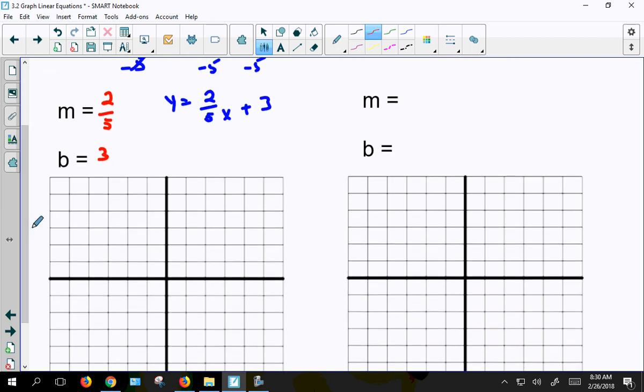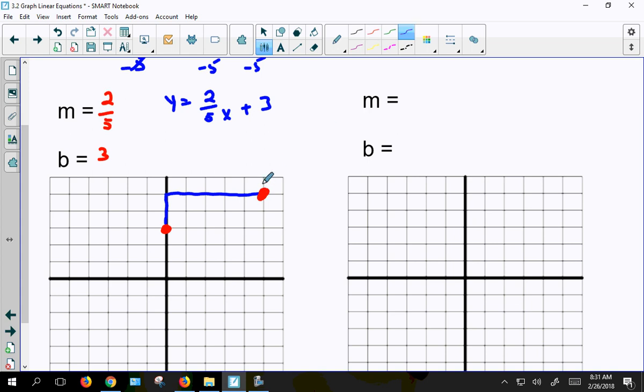So the first thing I do is go to 3 on my y-axis, the y-intercept, and put a dot at 3. Now, do I go up or down with 2/5? Up. How many? Up 2. Do I go right or left with the 5? How many? 5. 1, 2, 3, 4, 5. And then I put my next dot.